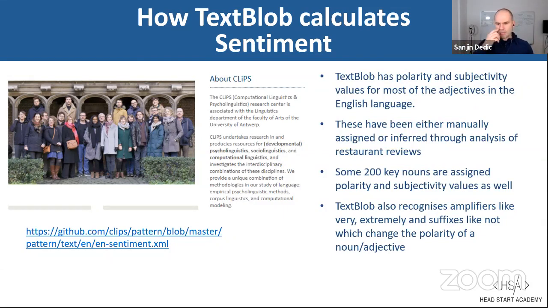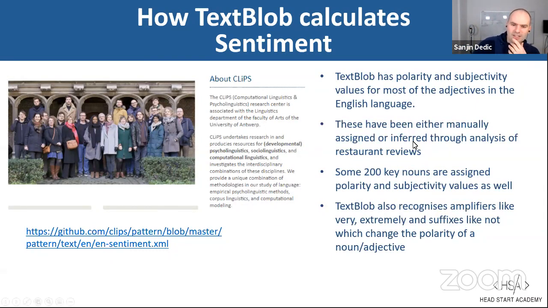How it works is really simple. All of the adjectives and emotive nouns are tagged, so they have a value. If I say happy, it has a sentiment value, probably around 0.7. The maximum is 1 and the minimum is negative 1.